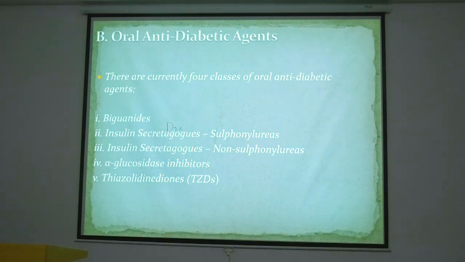These are oral anti-diabetic agents: biguanides, sulfonylureas, non-sulfonylureas, alpha-glucosidase inhibitors. Note all of this down.